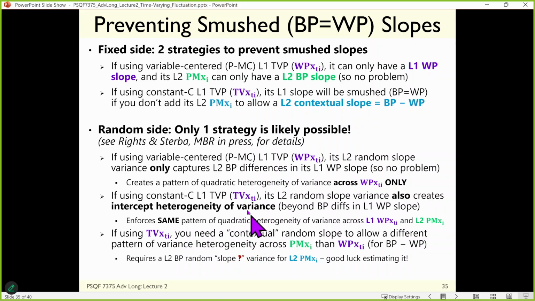So to solve it, what they propose, and what I have had very little success in actually implementing, is a random slope, and I'm using air quotes, at level 2. Because that's the analog of adding in the person mean to unsmush the fixed effect at level 1. You would add in a random slope of the person mean to unsmush the random effect as well. And that is weird and impossible. It's not really a random slope at that point. It's a heterogeneity of variance parameter, analogous to location scale models.